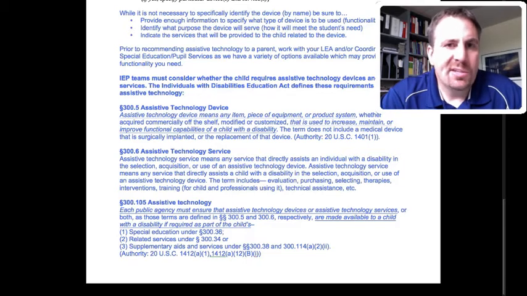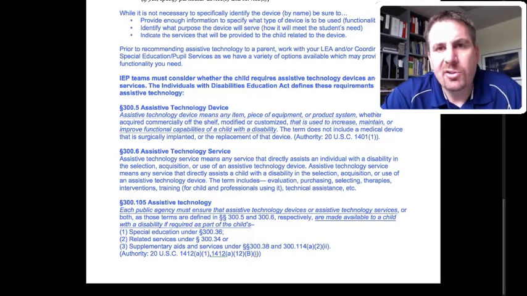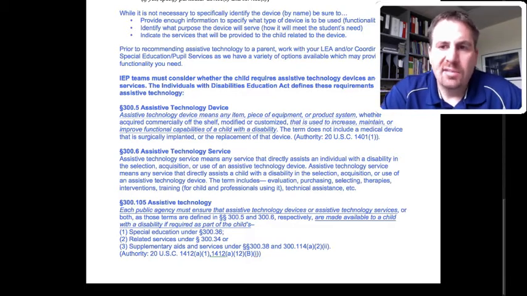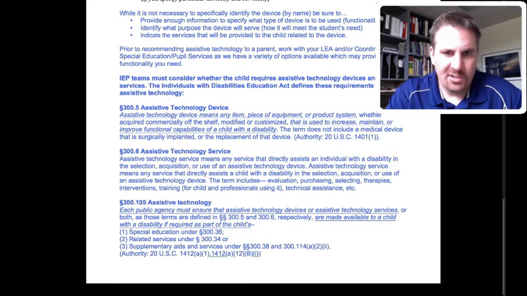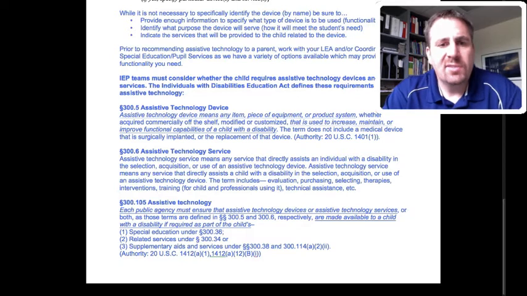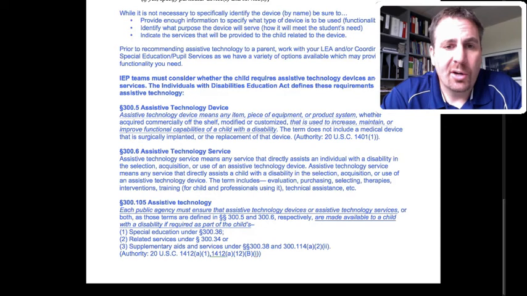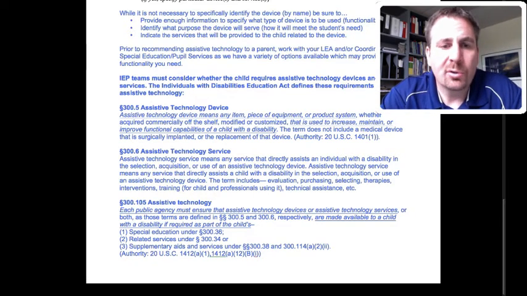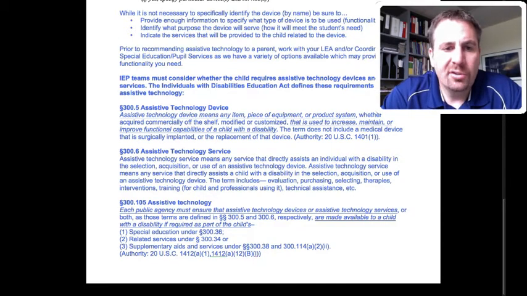And then it's just a statement from the law. IEP teams must consider whether the child requires assistive technology devices and services. IDEA defines these requirements for assistive technology, and so I just have the definitions here. Assistive technology device means any item, piece of equipment, or product system, whether acquired commercially, off the shelf, modified or customized, that is used to increase, maintain, or improve functional capabilities of a child with a disability. The term does not include a medical device that is surgically implanted or the replacement of that device.